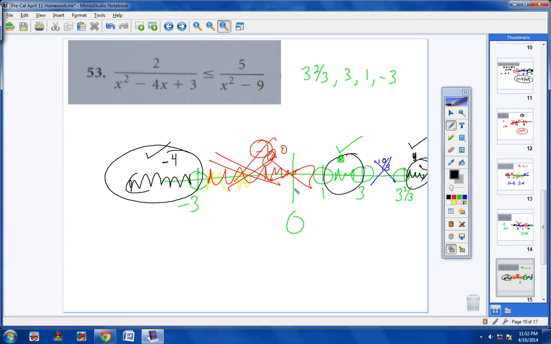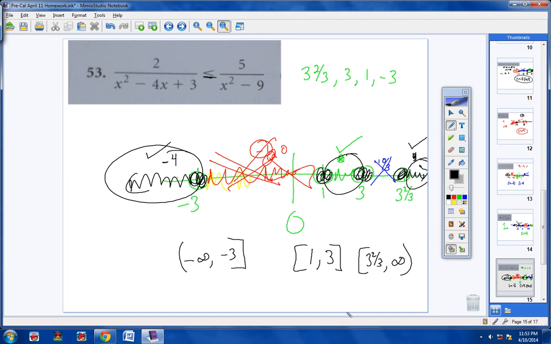One section is bounded, the other 2 are unbounded. So for this region here, it would be negative infinity going to -3. And by the way, all of my points should have been closed, so I'm doing that now because of the equal sign right here. So negative infinity to -3, and then from 1 to 3, and then from 3 and 2/3 to infinity. All right, there we go.